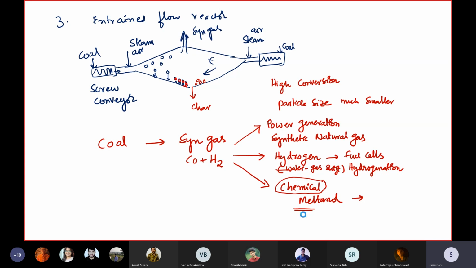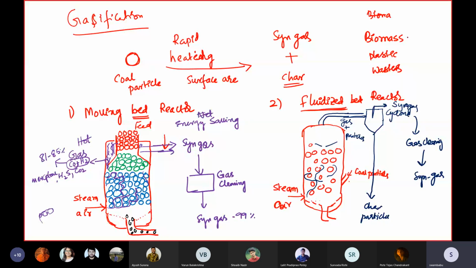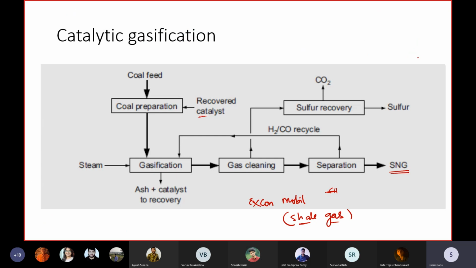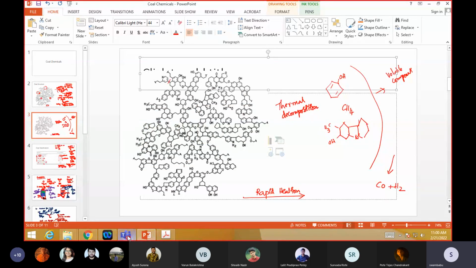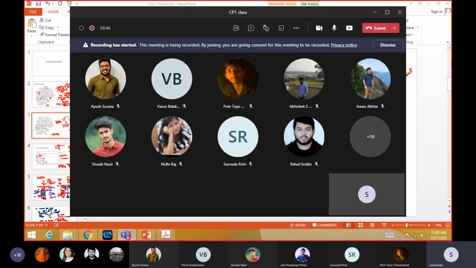Whatever discussion we did, as I said, we can do the same thing for biomass, for plastic, and also for food waste, agricultural waste, and municipal waste. All these things can be done with the same gasification. So with that I conclude here, and if you have any questions you may ask me. I hope it gave you a good idea of the gasification process.